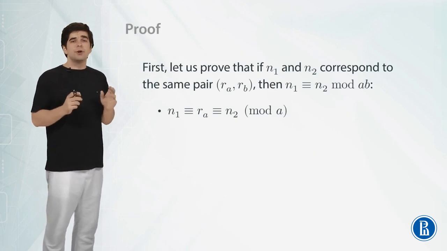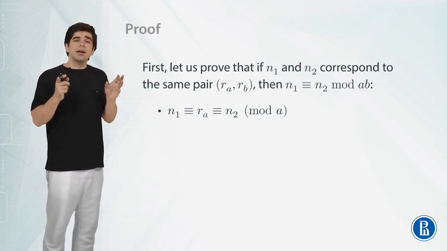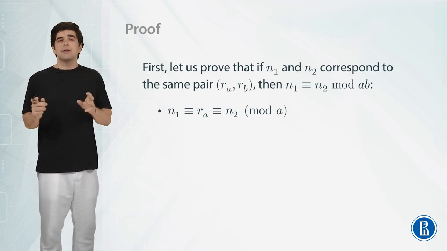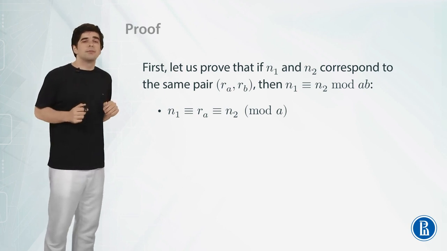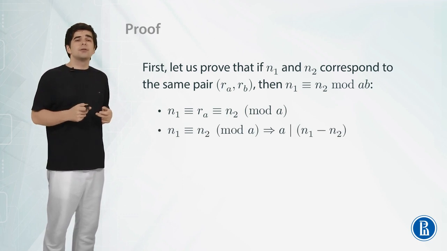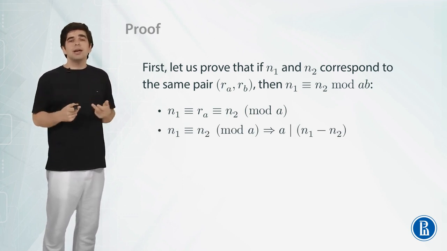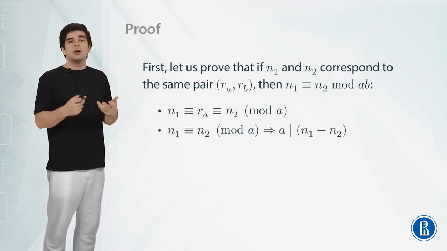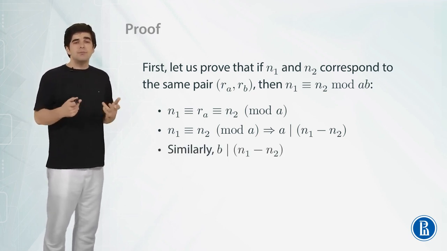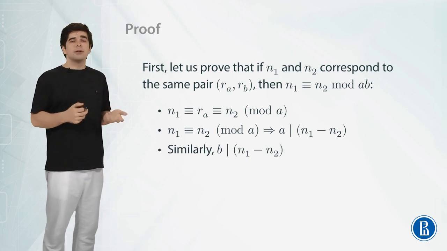So let's prove the first part, that if n1 and n2 correspond to the same pair of remainders, then their remainders modulo ab are the same. This is the easier part. So first we know that n1 and n2 both have remainder Ra modulo a, and from this it follows that n1 is equal to n2 modulo a, so a divides the difference between n1 and n2. Similarly, we can conclude that b divides the difference between n1 and n2.